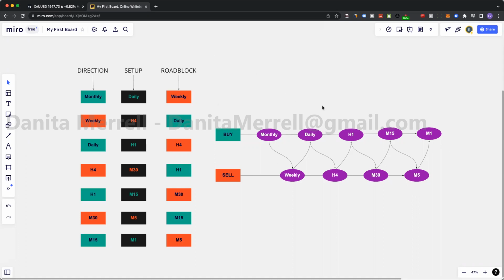And it's complicated at first, but once you understand and you memorize this chart, then it'll be really easy for you to grasp multiple time frame. Okay.